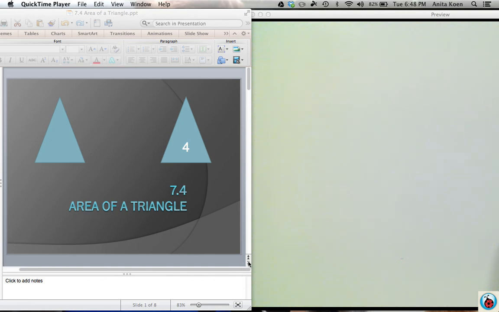Today's lesson will be on the area of a triangle. This is from section 4 in chapter 7, and this should be log page 4 in your logbook. The area of a triangle.